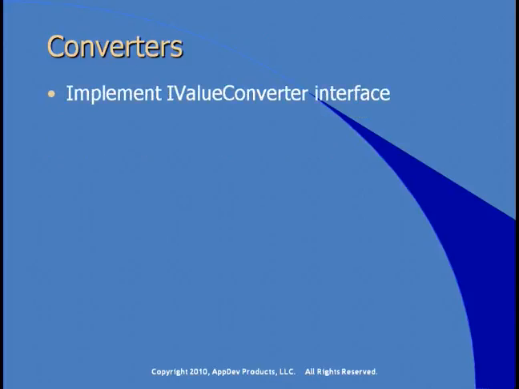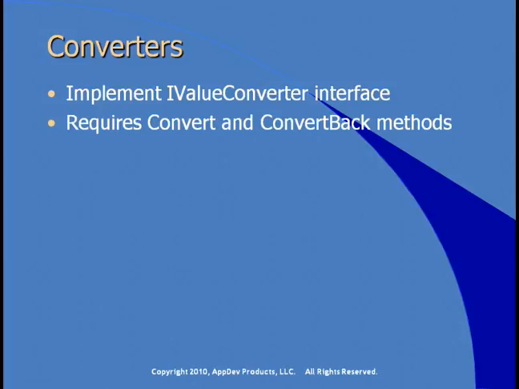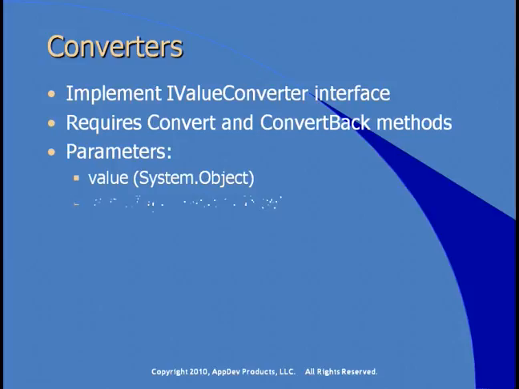A converter must implement the IValueConverter interface. The interface requires the Convert and ConvertBack methods. Either one of those can return nothing at all or return a value that performs the conversion for you. Each one of them has 4 parameters. There is the value coming into the method. That's the value you're trying to convert or convert back, and that's an object. You'll have to cast it to the correct type.